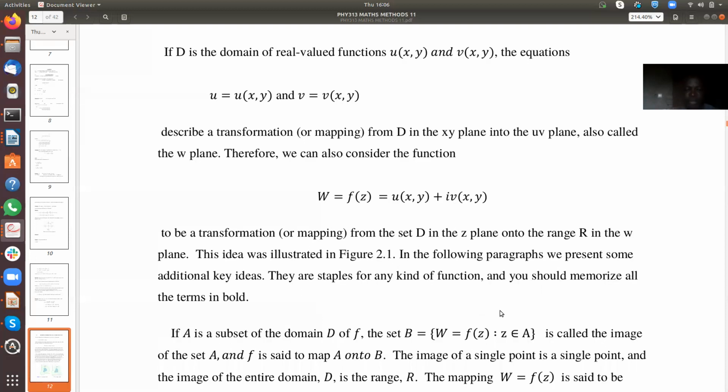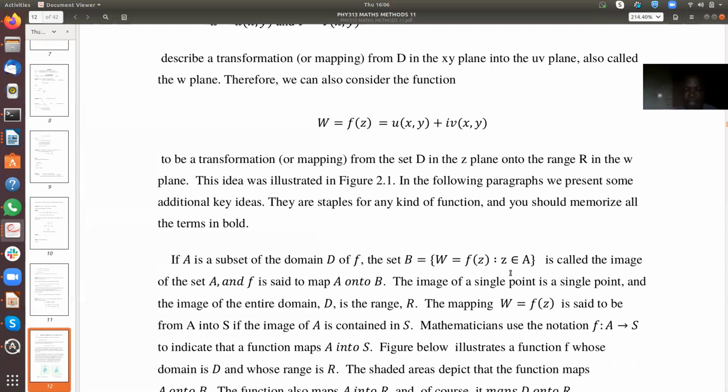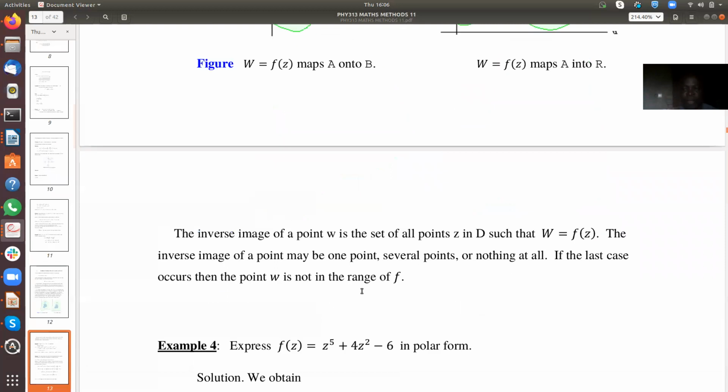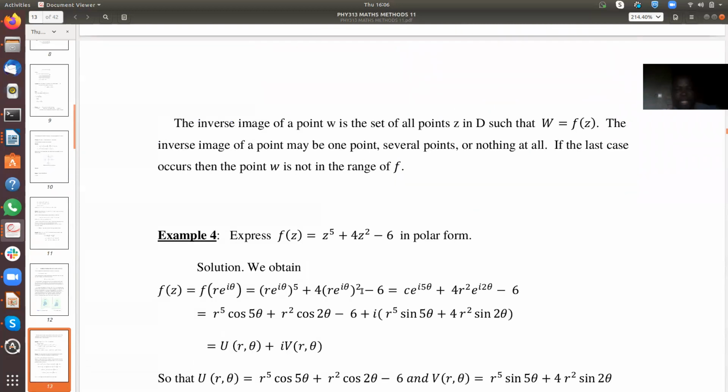So to transform this from this set to this, that is more or less like what we call mapping. So if you look at this now, we are moving from this domain to this domain. So we are mapping A here to A here and B onto this as well. So now let's look at examples, how to solve problem.